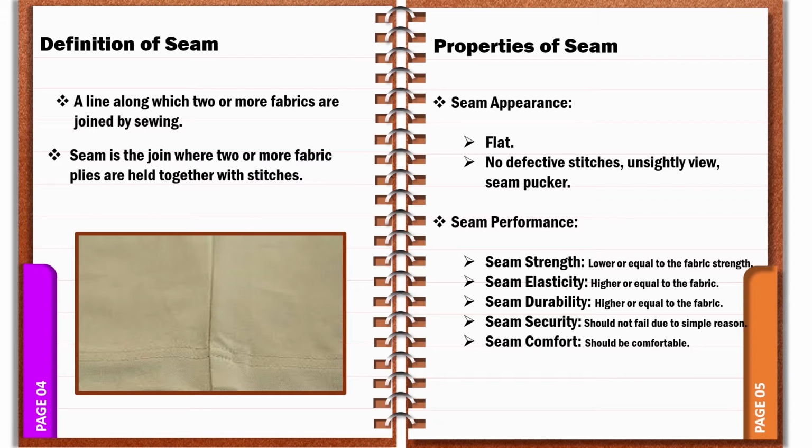Seam security should be such that it shouldn't fail due to simple reasons, and finally, seam should be comfortable. That means it shouldn't create any irritating situation for the user. So these are the properties of a seam. Let's go to the next page.